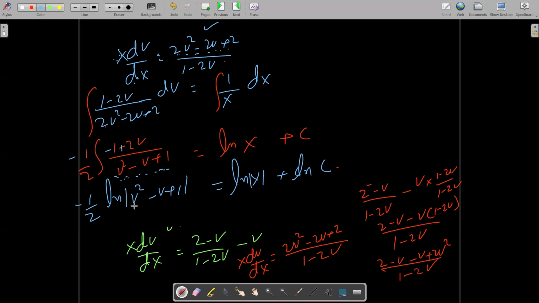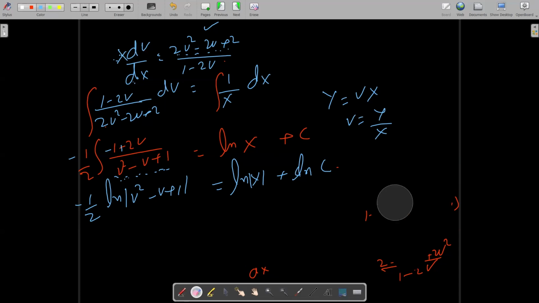First, you would have to reduce v. You would have to convert v into x and y. Your substitution was y equals vx, right? So the value of v would be y over x. How can we simplify? This is ln x plus ln c, right? First of all, let's do the simplification.